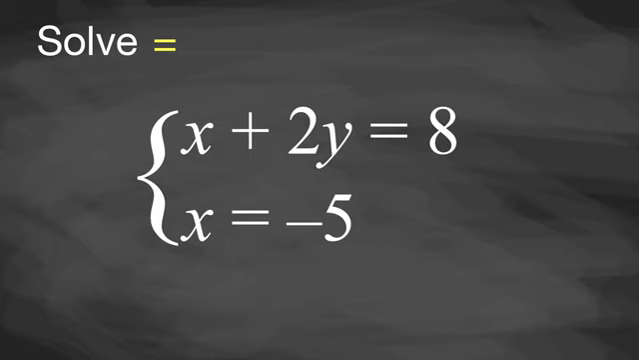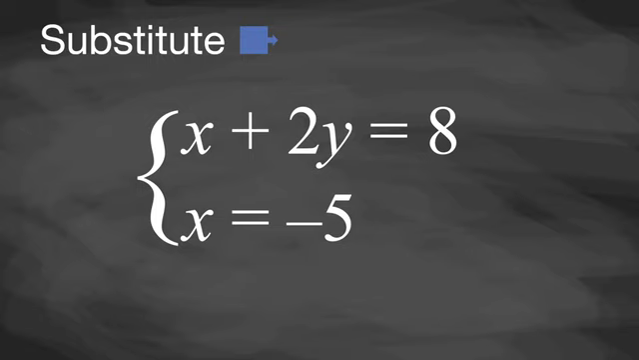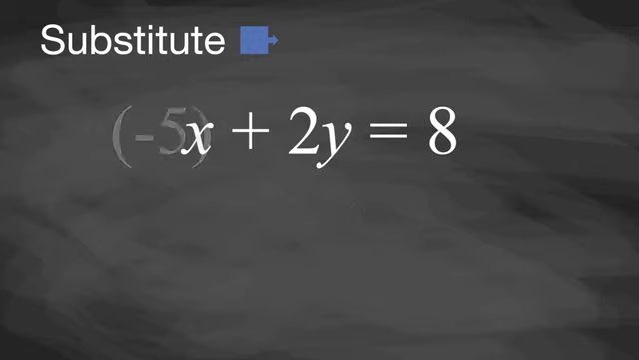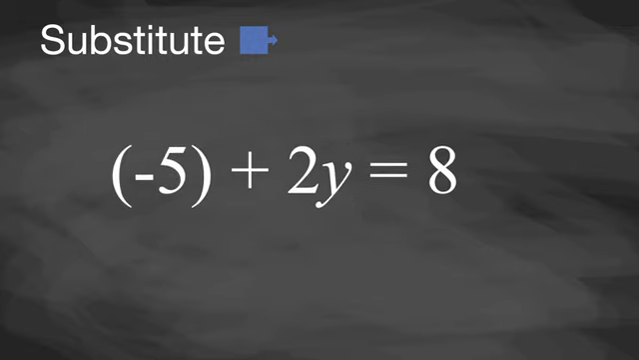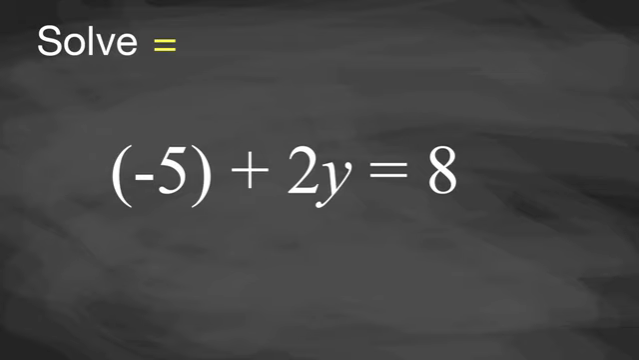We are ready to substitute. Step 2 is to substitute the answer from Step 1 into the other equation. Since we know that x equals -5, we can substitute the x in the first equation with the -5 from the second equation. Step 3 is to solve.